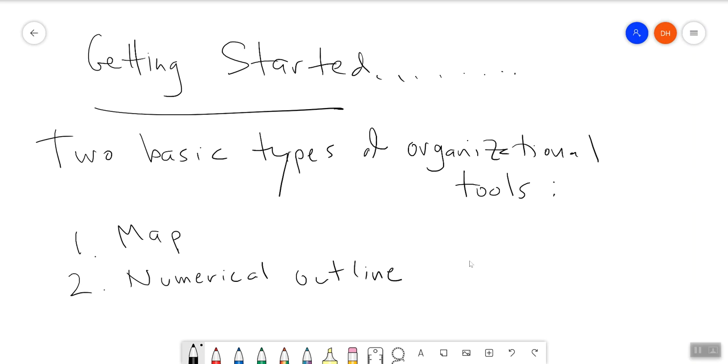Hello again. So now that we've covered a lot of the preparatory material, how to get mentally ready, how to get mentally into writing modes, now we're ready to get started. Once you have a basic understanding of what your paper is going to be, now you won't have it all mapped out yet. You're going to figure some of this out as you're writing the paper and as you're doing more research. But once you have a general point in mind, there are two basic types of organizational tools that you can use as needed.